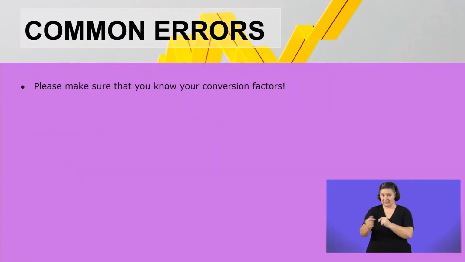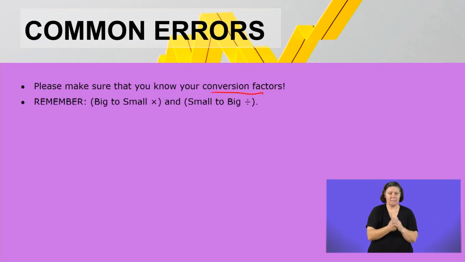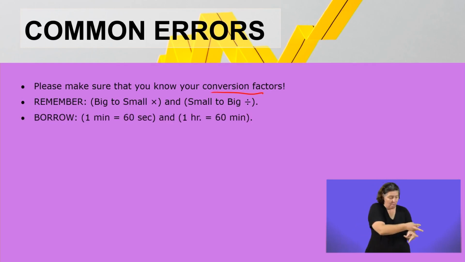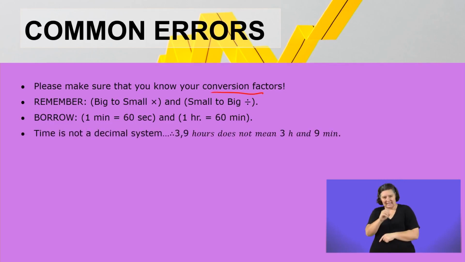Now, what are the common errors that we normally observe? All right, so please be on the lookout for these things and make sure you don't make these mistakes. Please make sure that you know your conversion factors. Study them, know them. Also important to remember is from big to small, we multiply, and then from small to big, we divide by the conversion factor. Then remember, when we borrow, 1 minute becomes 60 seconds, for example. If we borrow 1 hour, that becomes 60 minutes.